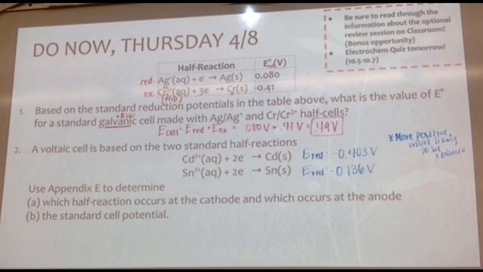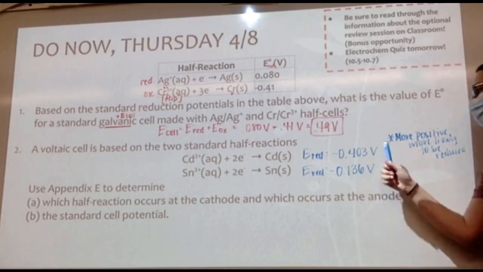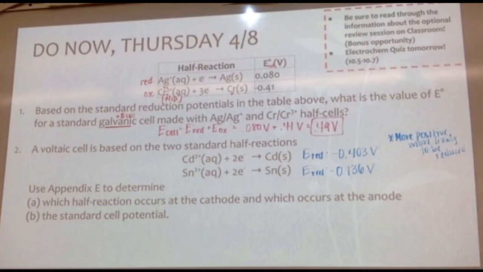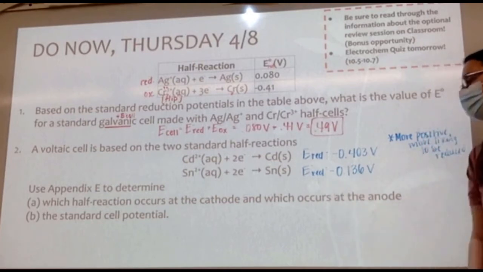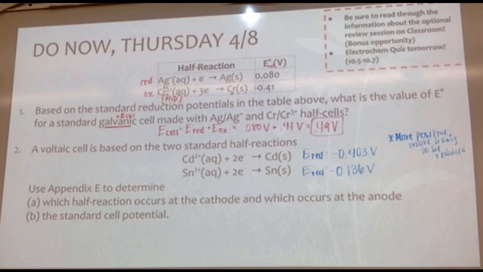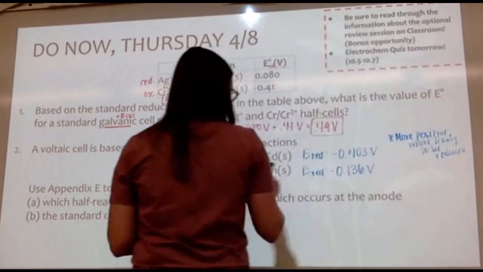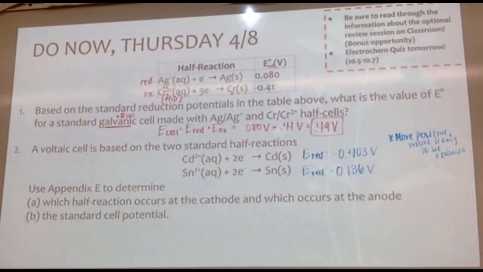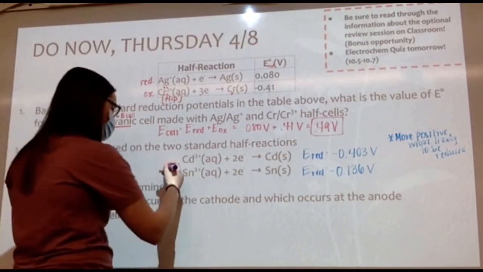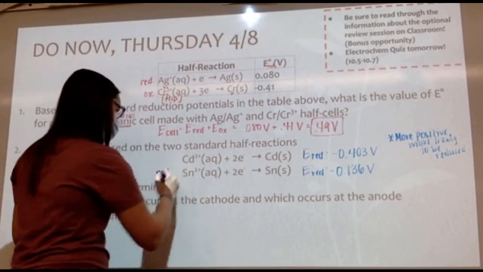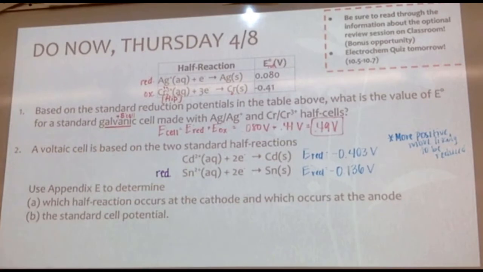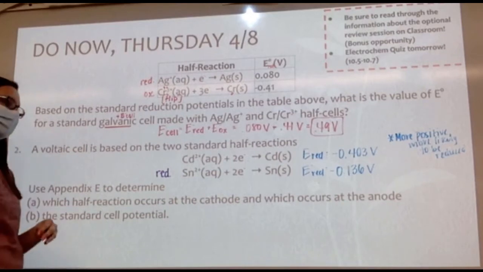This you have to think a little bit. Really think about which one of them is closer to 0. Because the one that's closer to 0 is the one that's more positive. This 0.136 is actually closer to 0. That's the less negative of the 2. So this Sn2+ to Sn actually has the more positive reduction potential. So Sn2+ is the one that will be reduced. You have to have a reduction half reaction and an oxidation half reaction. You have to.